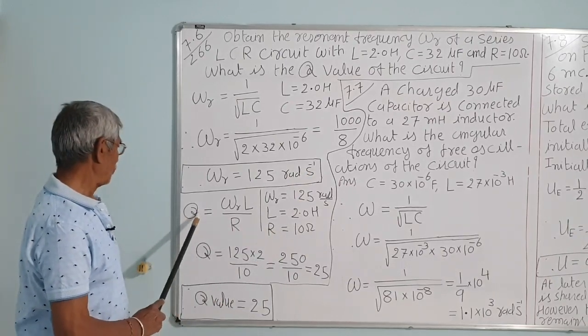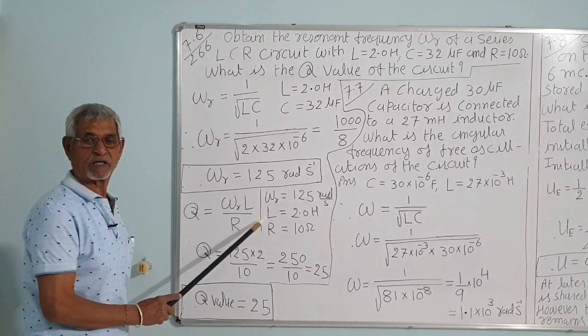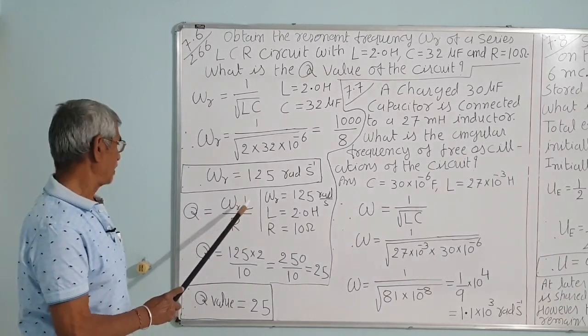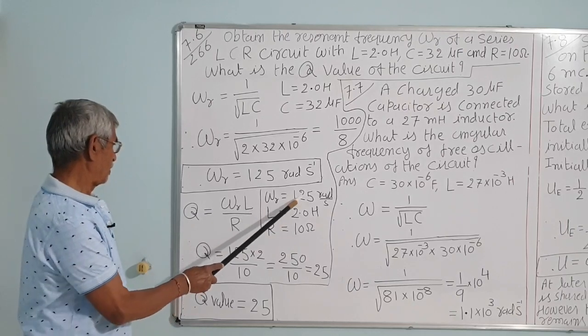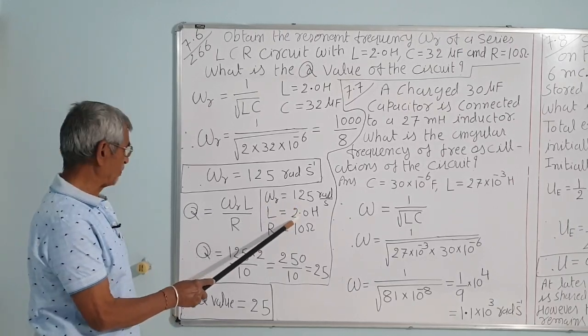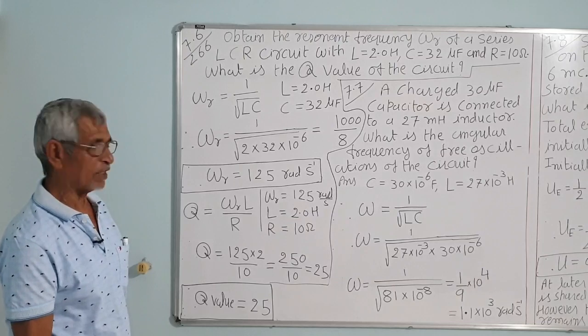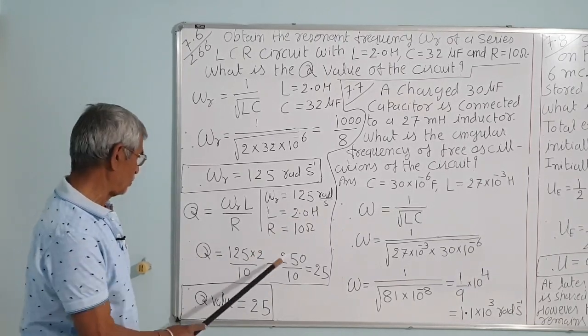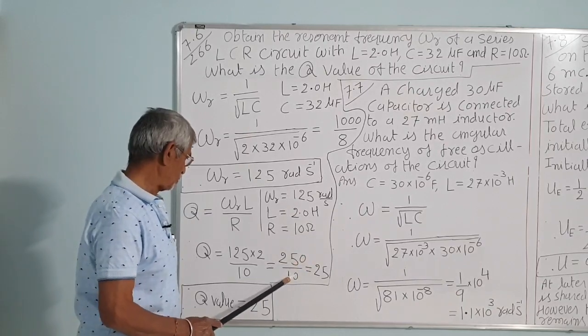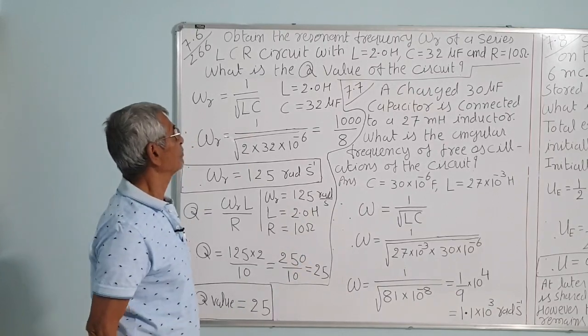Now Q factor. Q factor is given by the equation omega r L upon R, resonant frequency into inductance L upon resistance R. Omega r we have already calculated, 125, L is 2 Henry and R is 10 ohm. So Q is equal to 125 into 2 upon 10, that is 250 upon 10, that is 25.